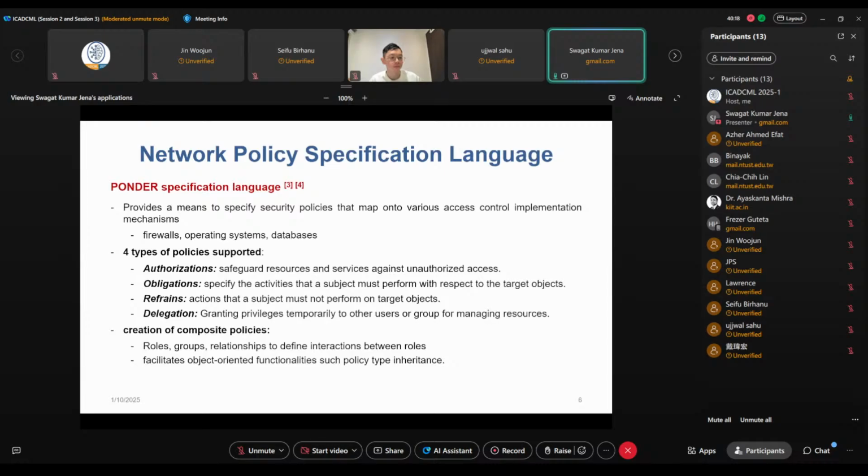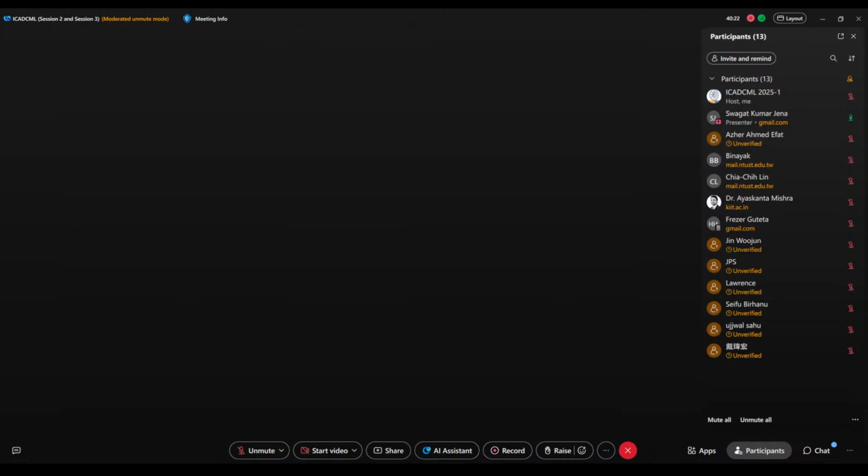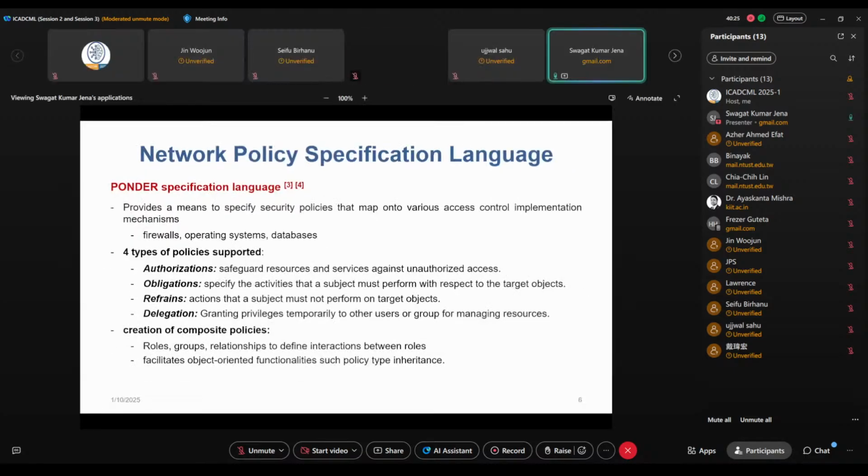So using any object-oriented language, we can easily implement the Ponder specification language.